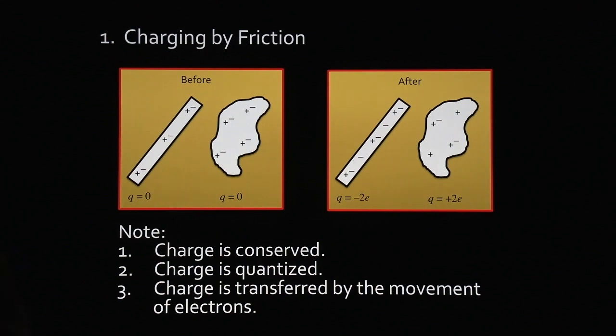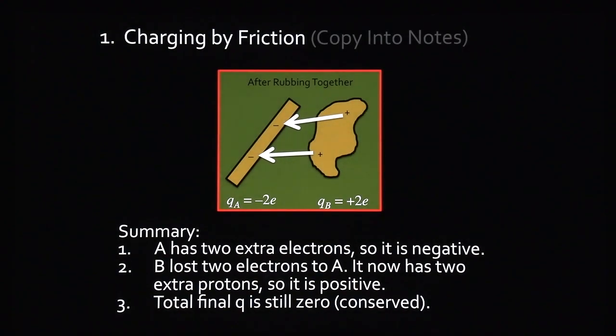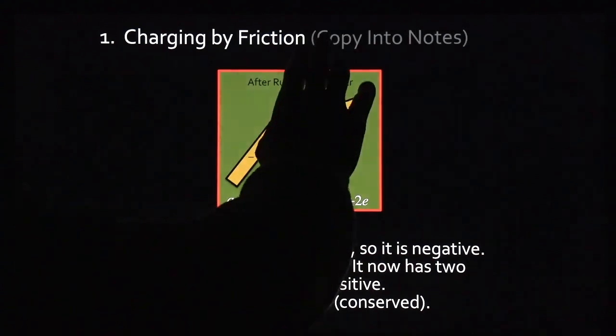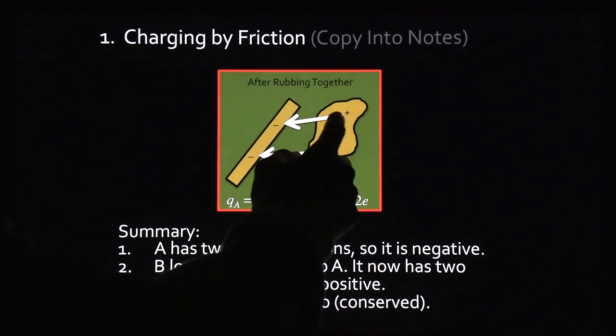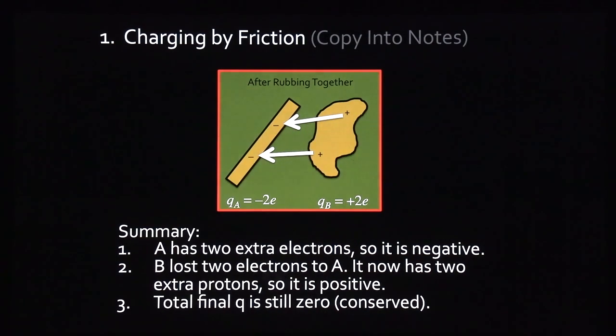All right, so here is, I believe, the summary. This is what I want you to copy into your notes. So again, the key points: after rubbing together, the two charges of each, and these arrows indicating that these electrons came from these protons, leaving them imbalanced, and then write these statements out. So I'll create a pause.